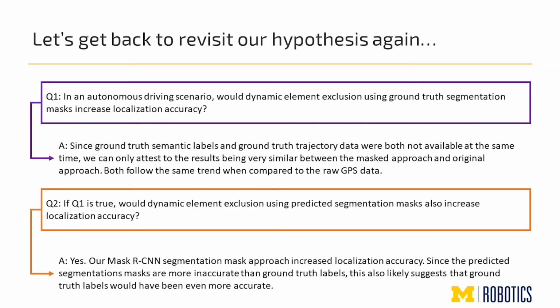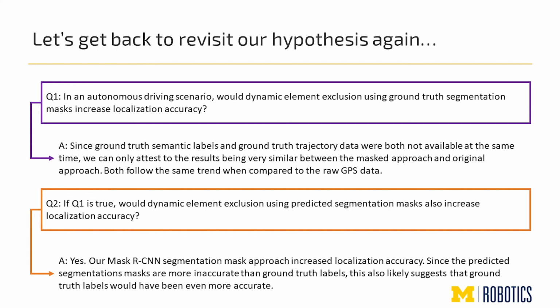For the first question, in an autonomous driving scenario, would dynamic element exclusion using ground truth segmentation masks increase localization accuracy? Since ground truth semantic labels and ground truth trajectory data were both not available at the same time, we can only attest to the results being very similar between the masked approach and the original approach. Both follow the same trend when compared to the raw GPS data.